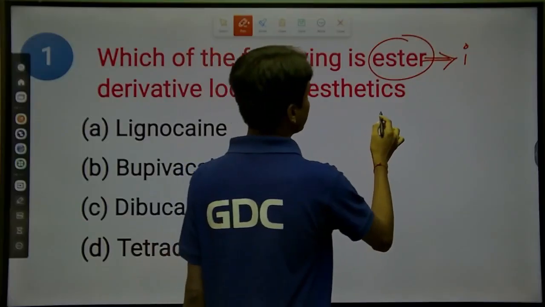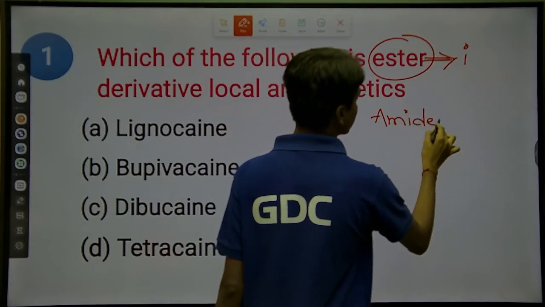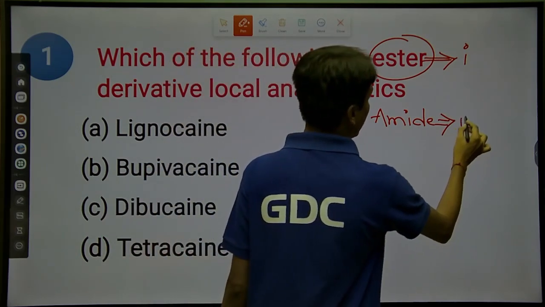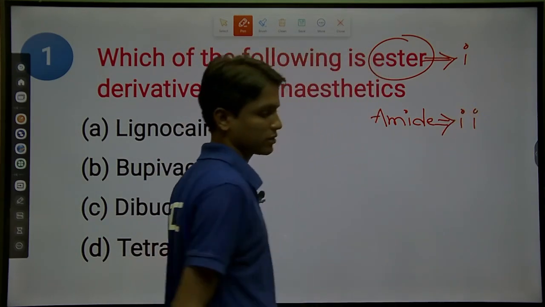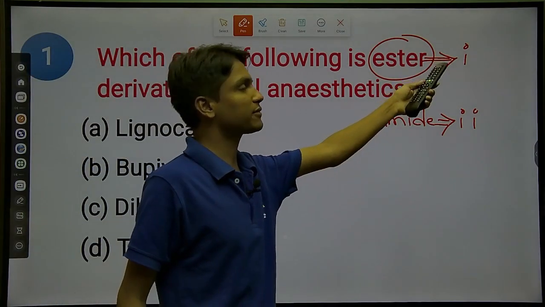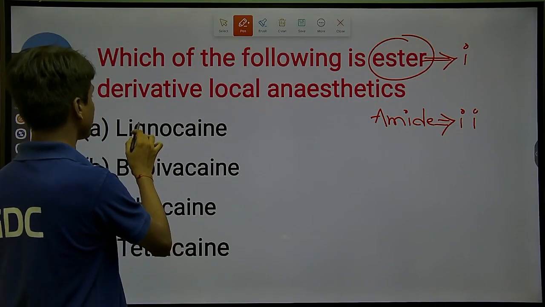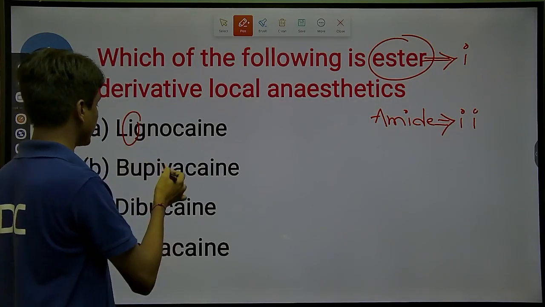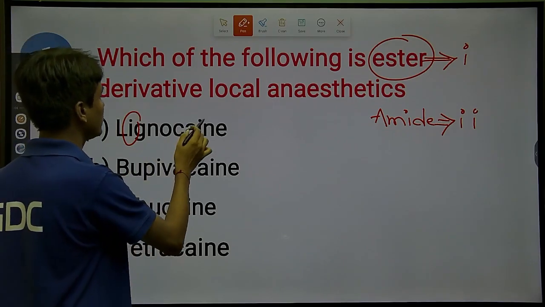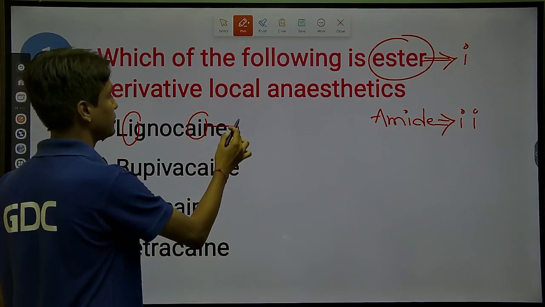Okay, next, amide derivative local anesthetic, we can identify with the letter I two times. Two times it will be there in amide. In case of ester, the letter I will be there one time. So here lignocaine, bupivacaine, dibucaine, tetracaine. In lignocaine, there are two I letters, so it is an amide derivative.